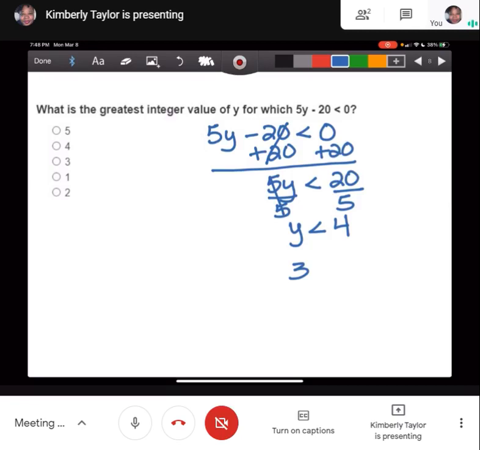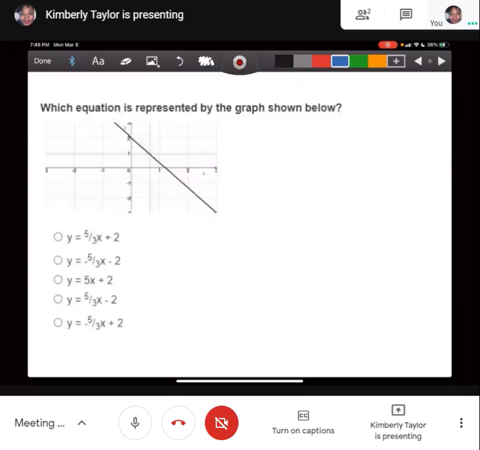So I'm going to select 3. I wouldn't put 4, I wouldn't pick 5. 4 is equal to 4, but they don't have an equal to sign here. 5 is bigger than 4, so we don't want that. So the integer right below 4 that's listed as our answer choice is 3. So that's the one that I pick. Now, 1 and 2 are good answers for this question, but it's not the greatest integer value.